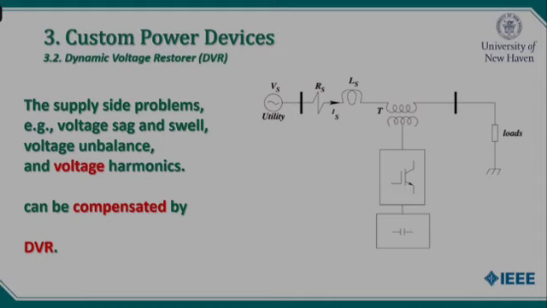In this case, the supply side problems, for example voltage sag, voltage swell, voltage imbalance, and voltage harmonics, can be compensated by the DVR. As a result, I can solve the problem of the supply side using the DVR. In the last slide, the problem of the customer side could be solved by the STATCOM. The next slide, please.